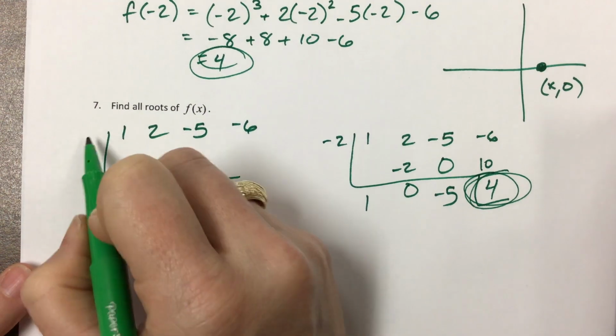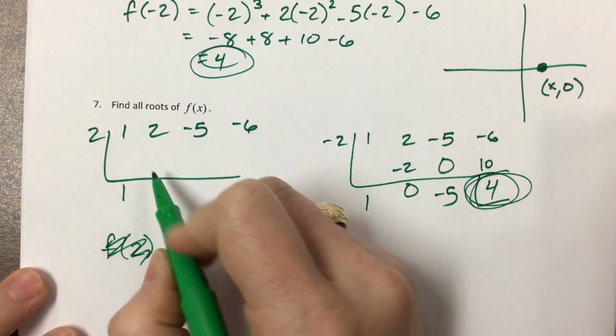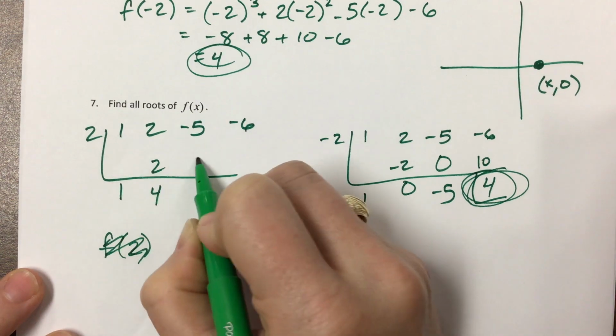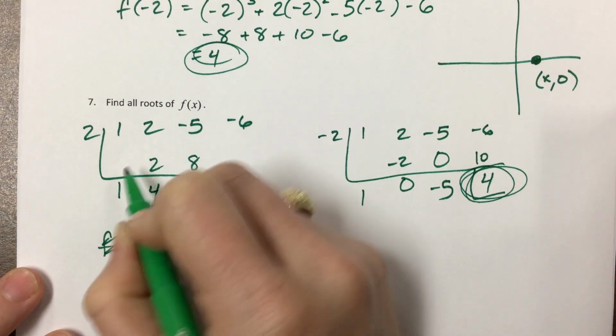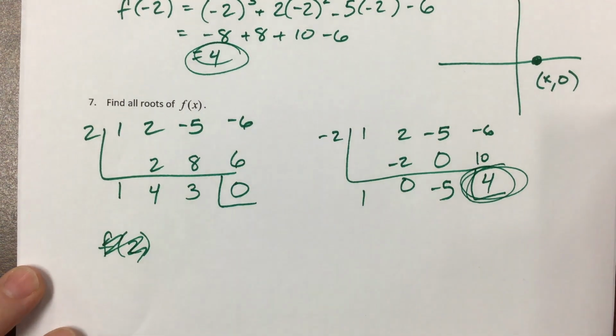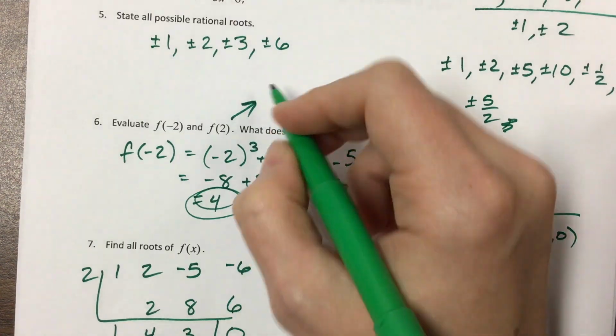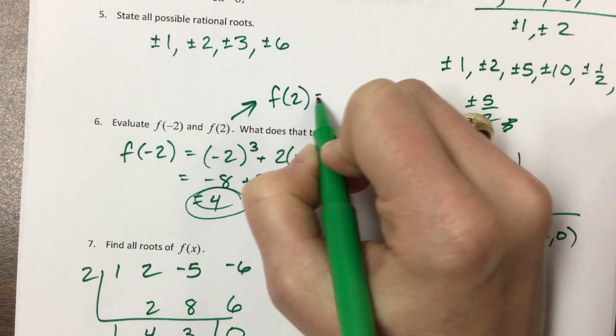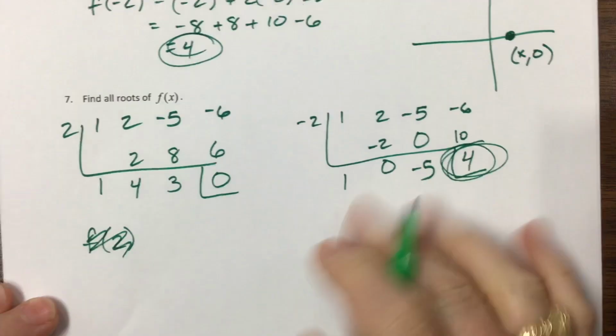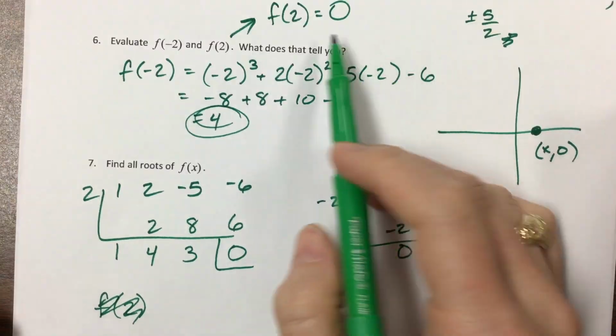So we're putting a 2 out here. 1 times 2 is 2, 2 plus 2 is 4, that's 8, that becomes a positive 3, that becomes a positive 6, and there's 0. So that tells us, this was the second thing, f of positive 2 is equal to 0, yippee. And that tells us that it's a 0, that it's a root.